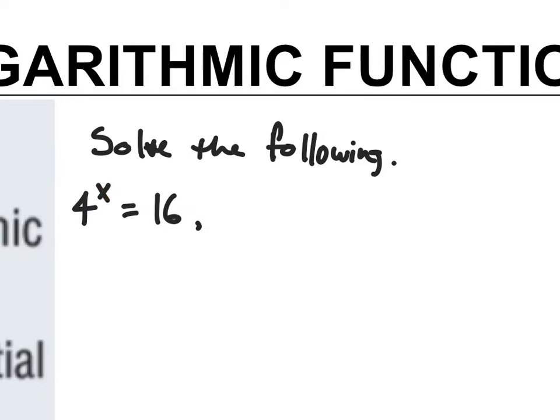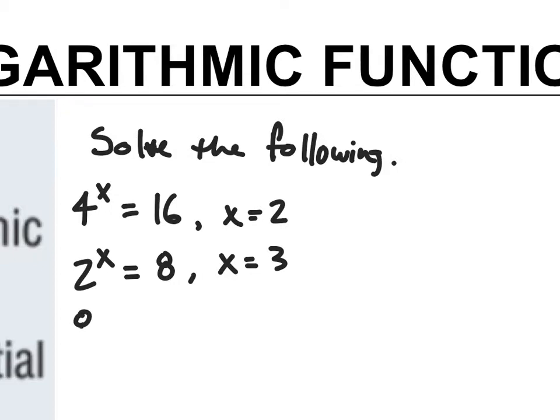If you just think intuitively, 4 to the second power gives me 16, so x is equal to 2. What about 2 to the what power gives me 8? 2 squared is 4, but if I multiply it by 2 again, I get 8. So 2 to the third power, x is equal to 3. And if I take 8 to the x power gives me 64, we're going to get that x is equal to 2.